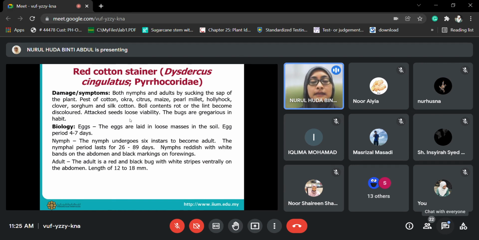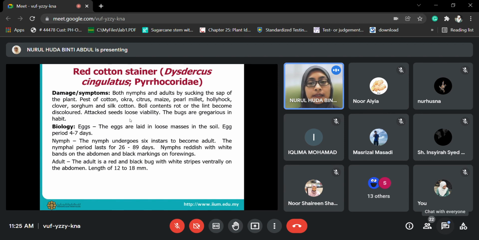So bila dia suck sap from the part or from the fruit part, so the content ataupun inside tu macam seed and so on tu, dia mungkin akan jadi discolored ataupun akan rosak. Dia punya seed akan lose viability sebab dia dah suck all the sap from the seed or from the fruit part.